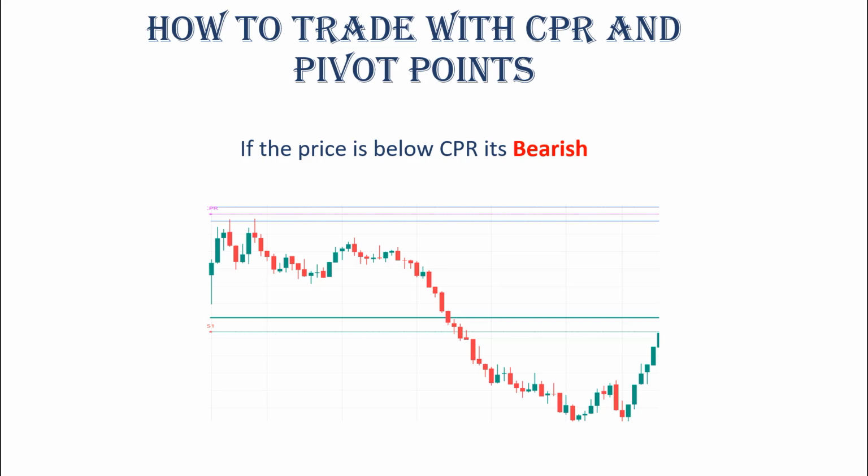Likewise, if the price is trading below the CPR, here we can see that this is the first candle, but still the trend is not bullish. Even if the first candle is a green candle, the trend is still not bullish. Here we got the red candle and we got the rejection from the CPR. So the trend is bearish. If the price is trading below the CPR, it means the trend is bearish.